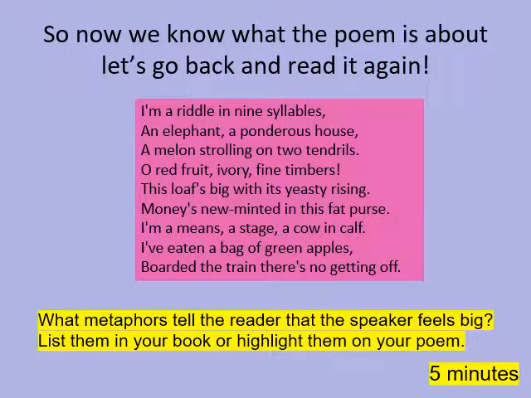So, now we know what the poem is about, let's go back and read it again. I'm a riddle in 9 syllables, an elephant, a ponderous house, a melon strolling on 2 tendrils. O red fruit, ivory, fine timbers, this loaf's big with its yeasty rising. Money's new minted in this fat purse. I've a means, a stage, a cowing calf. I've eaten a bag of green apples, boarded the train, there's no getting off.